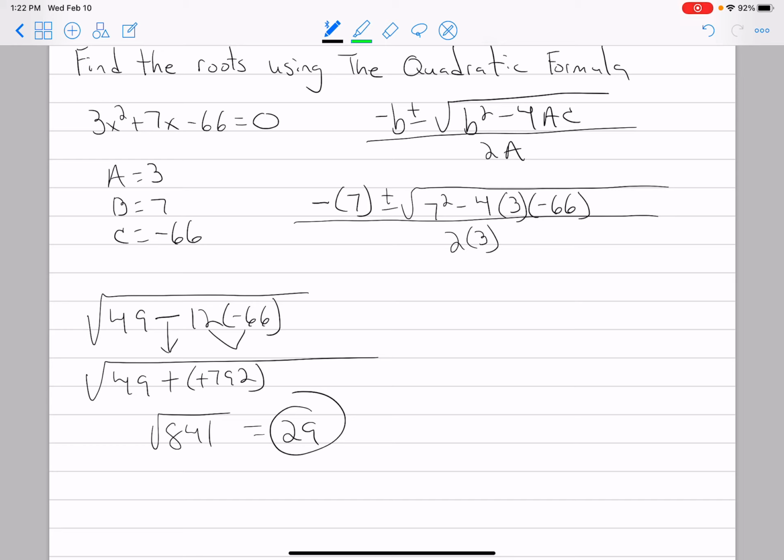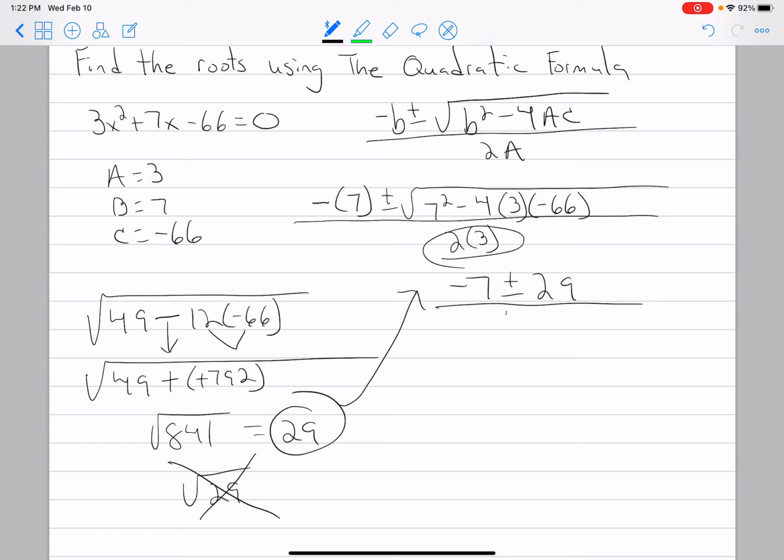Now, here's a mistake I've seen a couple people do. They say the square root of 841 instead of saying 29. They say it's the square root of 29. No, it is 29, not the square root of 29. So I end up with, I'm going to put this back up in here, negative 7 plus or minus 29 over 2 times 3, which was 6.